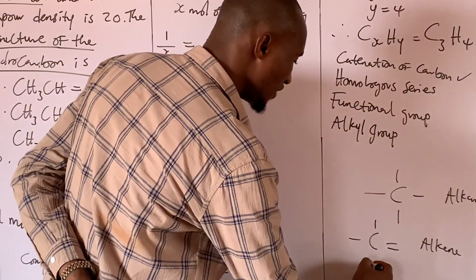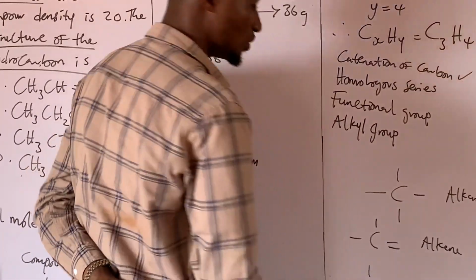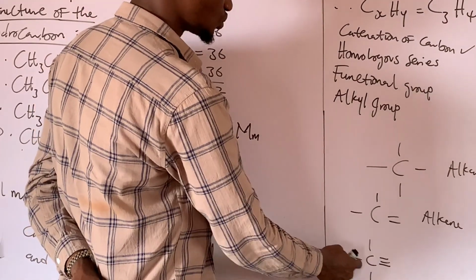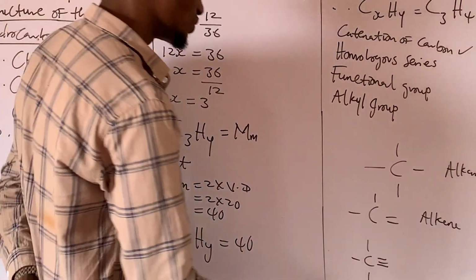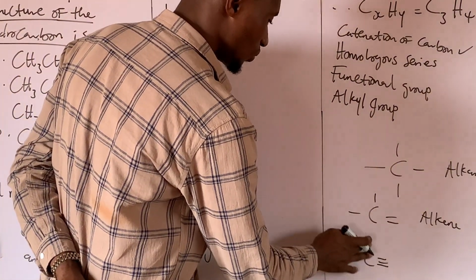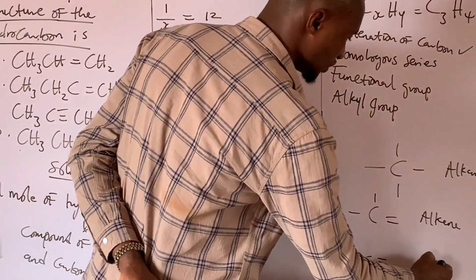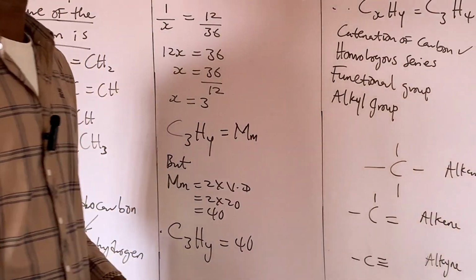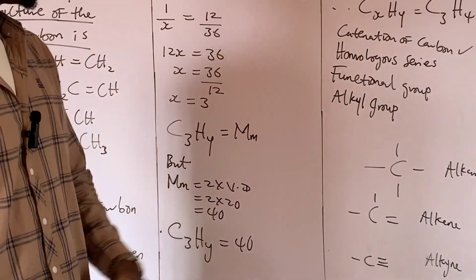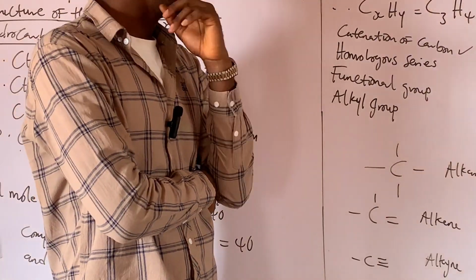Now again, if you have C like this and there is introduction of a triple bond, count one, two, three, four, five, six. It's in excess, right? You have to clean two, so that it will be one, two, three, four. This one is alkyne. You don't understand? That is the concept of catenation of carbon.